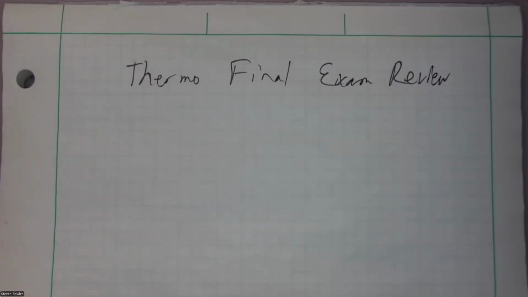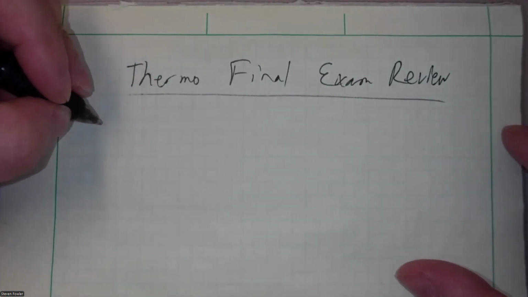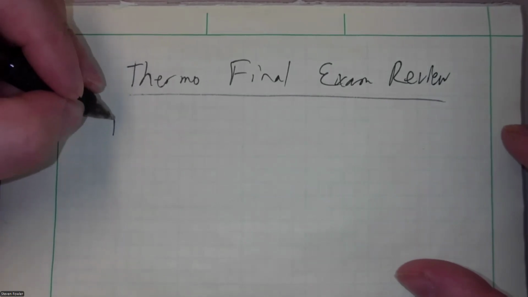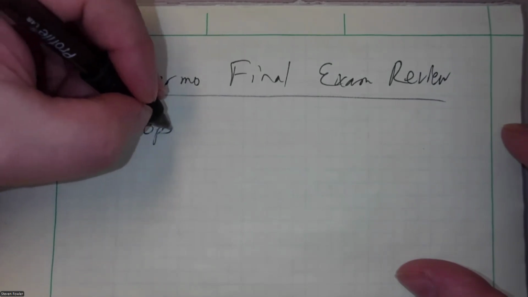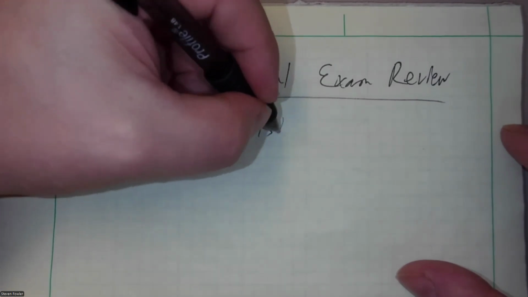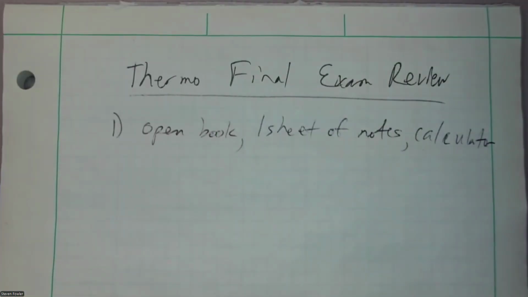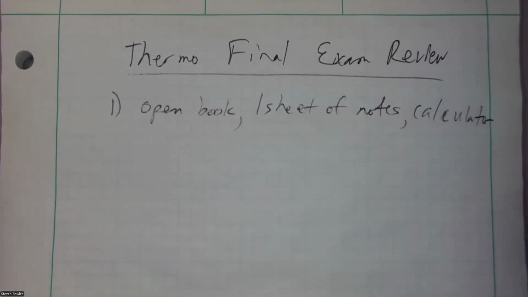So let's talk about the final exam in terms of logistics. I've given you information on Canvas, but it's okay to go over quickly here. It's just like normal: it's open book, one sheet of notes, calculator. So standard rules apply there. A few things are different.